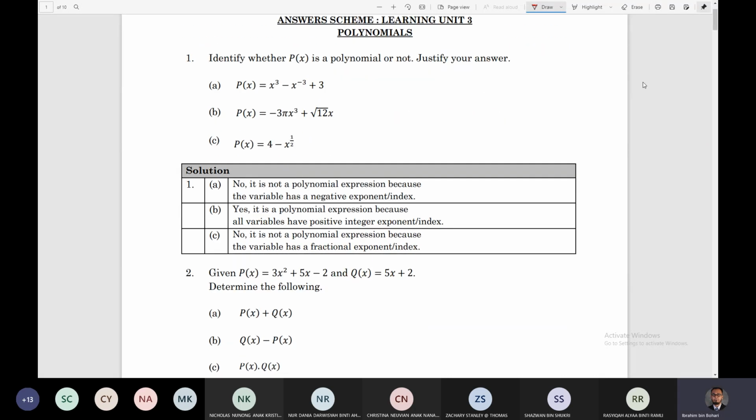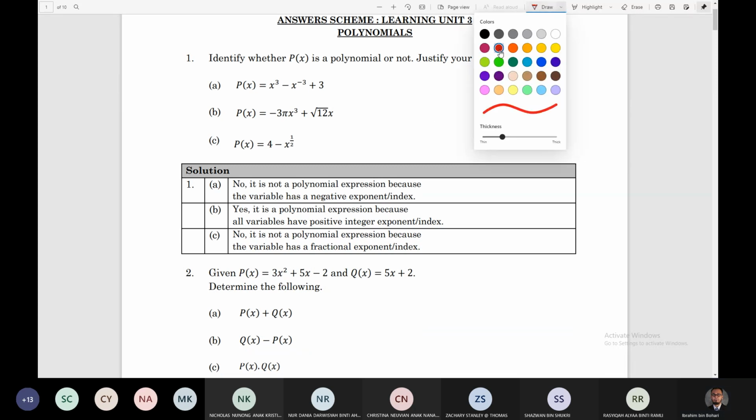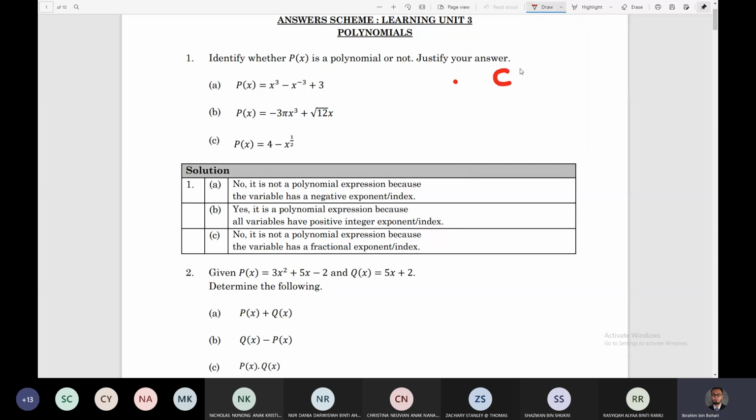Okay, question 1. Is P(x) a polynomial or not, and justify your answer. This one question CLO1. Yang ini ada 2 markah. Question macam ini pun ada juga dalam exam nanti, tapi markah dia tak banyak lah. Yes or no? This one you dapat 1 mark. And then you punya reason, correct reason, 1 mark. Okay, dia ada 2 markah saja.